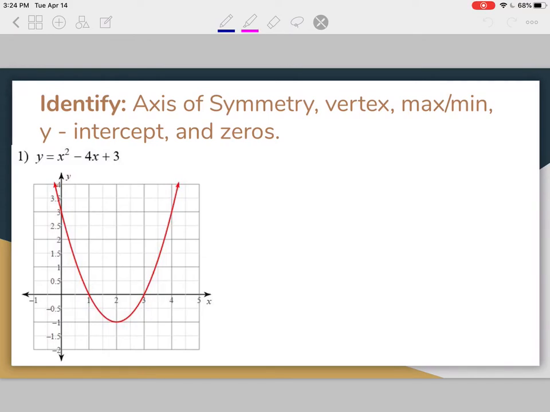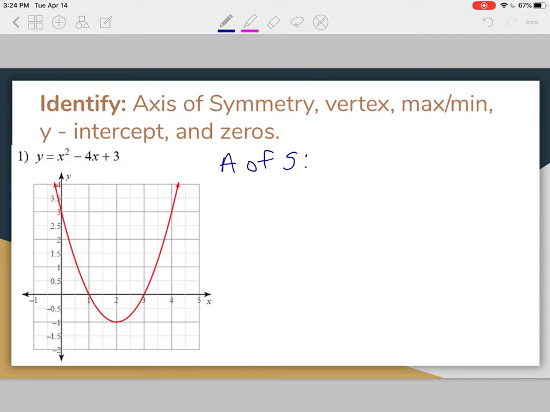Examples. Let's actually just start looking at a graph and identifying all these things before we do math. It says identify the axis of symmetry, the vertex, the max and min, the y-intercept, and the zeros if there are any. I'm going to abbreviate this because I don't have a lot of room and I'm terrible at writing on this iPad. The axis of symmetry, I'm going to call that my A of S. That's where it cuts your parabola or your U-shape in half.